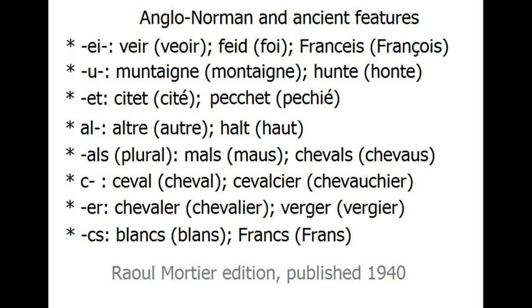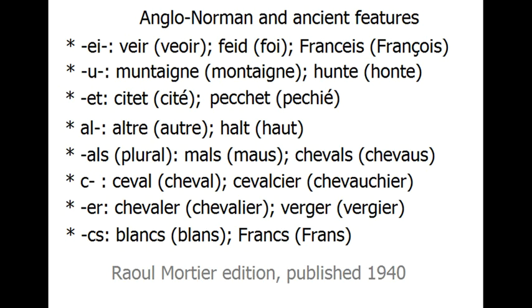So you've got the EI, where you might expect OI in later, mainland France, Old French. So like veille, fei, Franceis. Again, I can't pronounce all these. I don't pretend to be able to pronounce 1100 French. And we've got the U, where you might otherwise expect an O. The ET at the end is typically pre-1150 for your past participles, which would also end in A in Old French. So we've got citet or citate, depending on how you pronounce it.